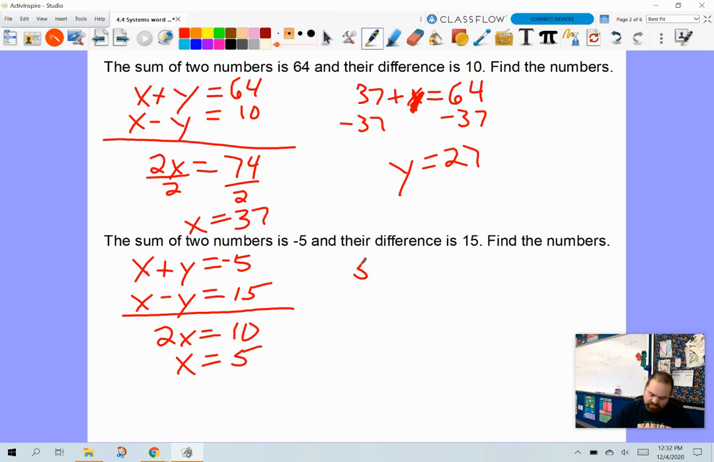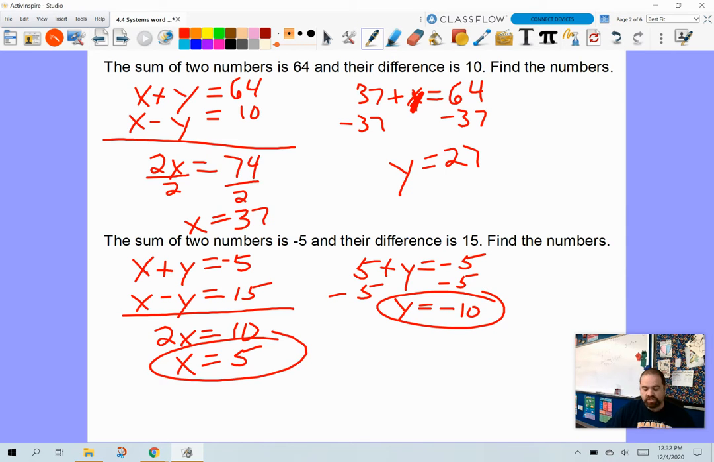Plug that back in. 5 plus y equals -5. So when I subtract it off, my y value is -10. Okay, again, you can check them. If you add those, 5 plus -10 is -5. 5 minus -10 is +15. Okay, the number problems are just super easy to set up and they're really straightforward to solve.